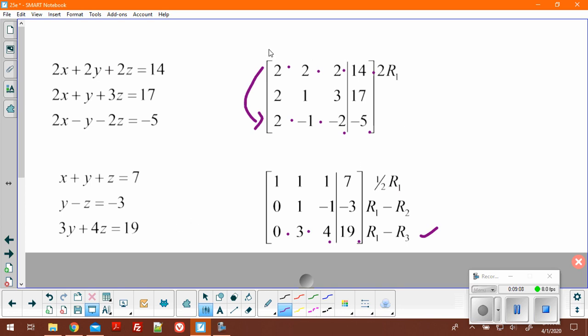Because I was done with the elimination step, I decided to put this one back as well. So 1/2 row 1, I just divided this by 2 and brought it back to look the way it did before.